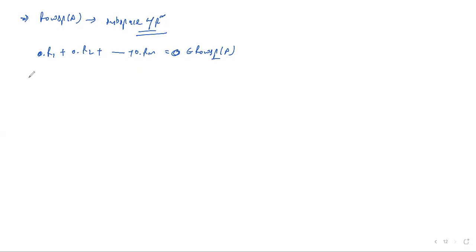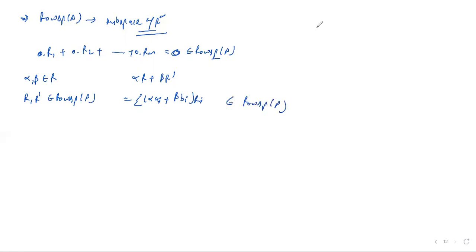Now let's check another property. Alpha and beta belong to the real numbers, and I have two rows, R and R dash, belonging to the row space of A. The linear combination alpha R plus beta R dash would be somewhat like the sum of alpha ai plus beta bi times ri, which also belongs to the row space of A. So it satisfies the properties of a subspace: the row space of A is a subspace of R to the power n.